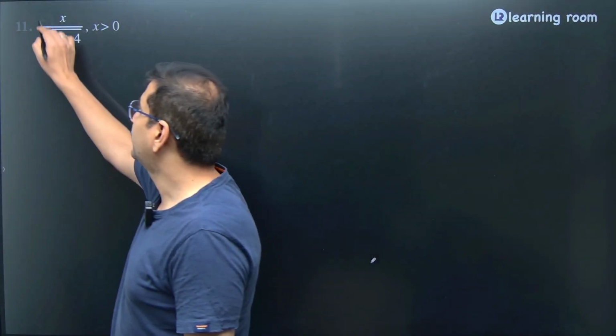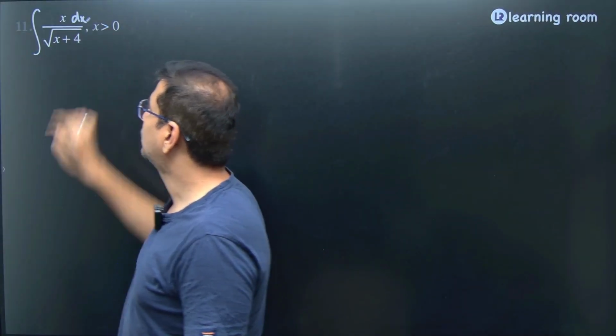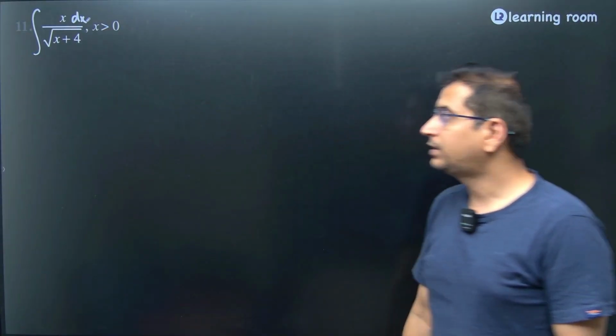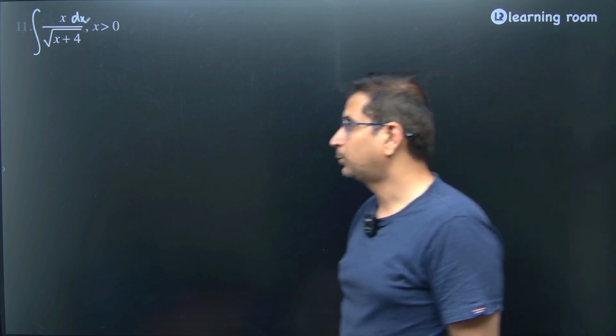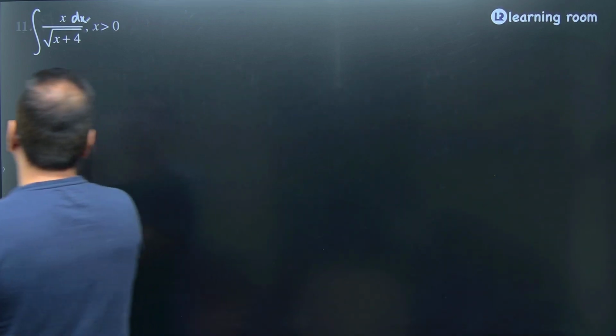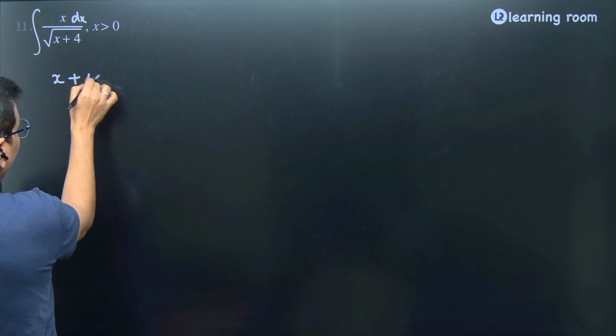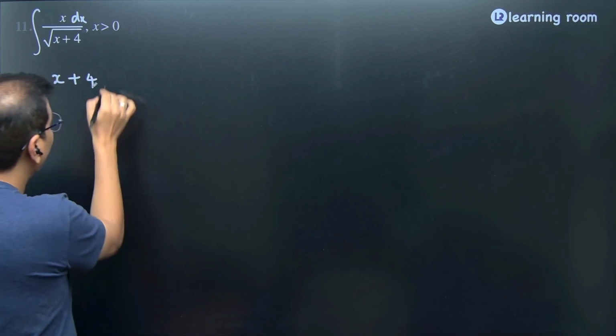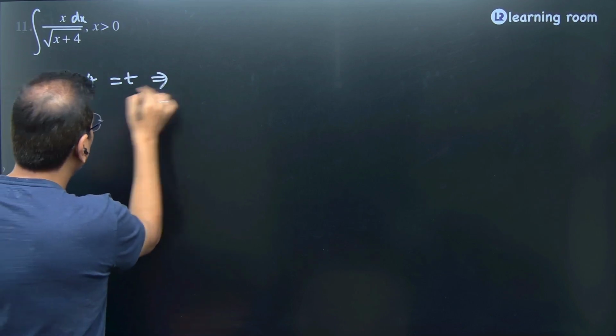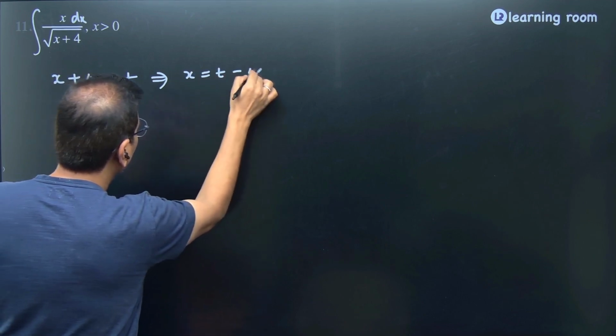So moving on to the 11th question, it is the integral of x dx divided by root of x plus 4. So again, the function inside the square root is x plus 4. Put that as t. So from here, we know that x will be equal to t minus 4.